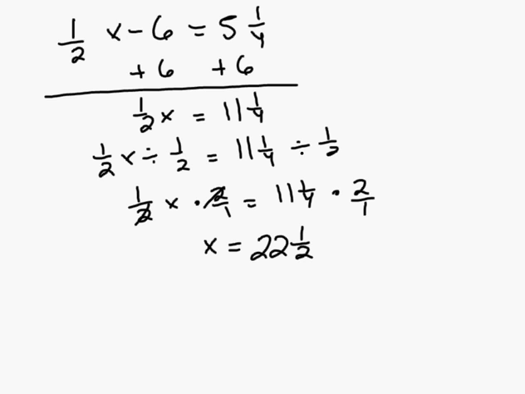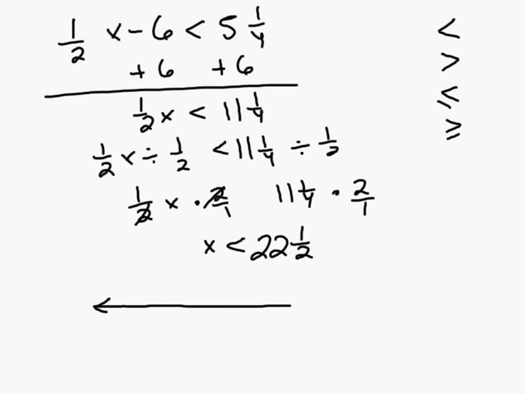Now, inequalities, the only difference is it's not an equal sign. Instead, you may have less than, greater than, less than or equal to, or greater than or equal to. That's the only difference. They still get solved the same way. So if I put a less than sign here, it's going to be that way all the way down through my solution. When I'm finished with it, I have to graph it.